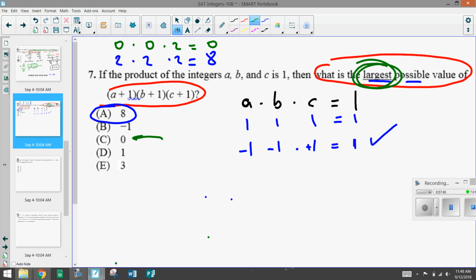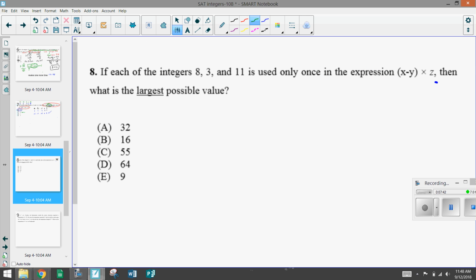Okay, next question. Now, each of the integers 8, 3, and 11 used only once. Okay, these wordings are important. Underline only once. And then what is the next step? Most important step. What should we do? Circle the question. And they also underline this, largest possible value.